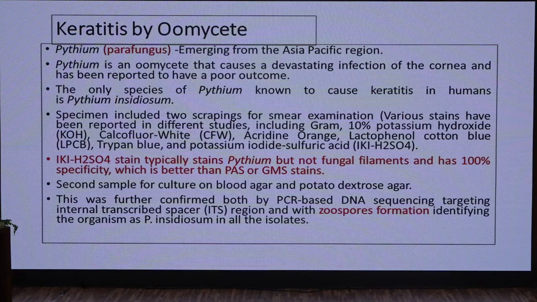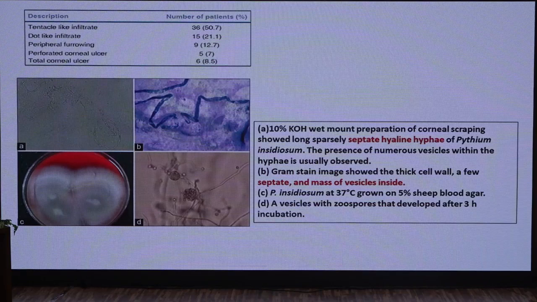We have to collect 2 specimens, one for Gram stain, other for culture, and we can also go for PCR testing and also zoospore formation within 3 hours of incubation. So these are the pictures that we can see: septate hyaline hyphae, and this is the growth on normal blood agar, and also the zoospore formation after 3 hours of incubation.